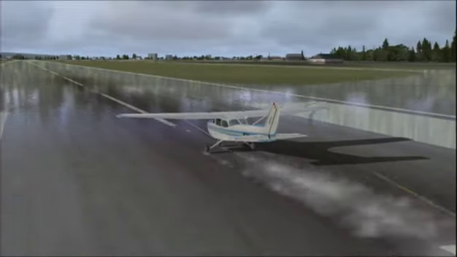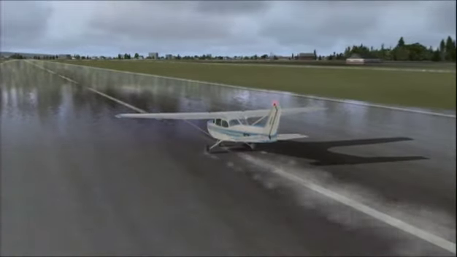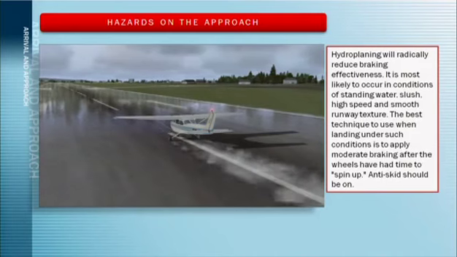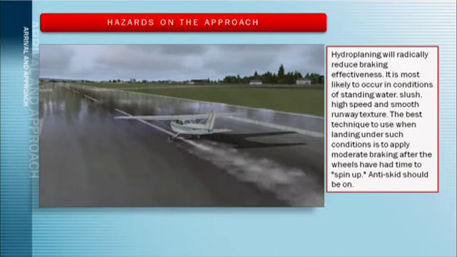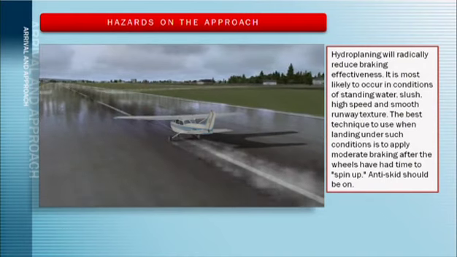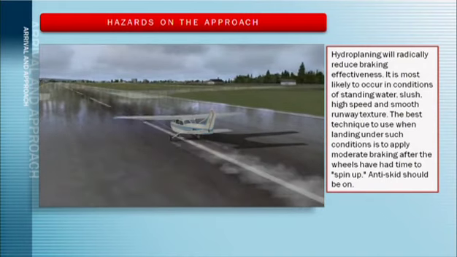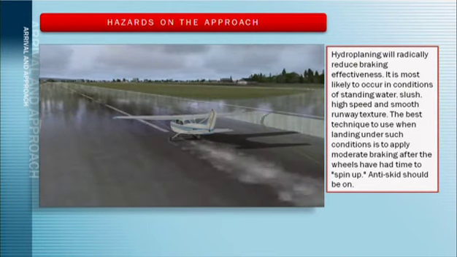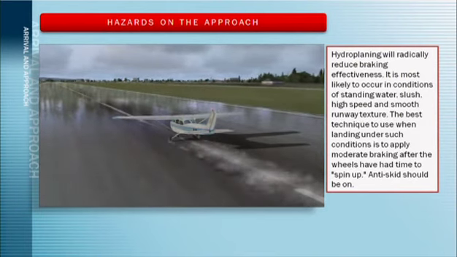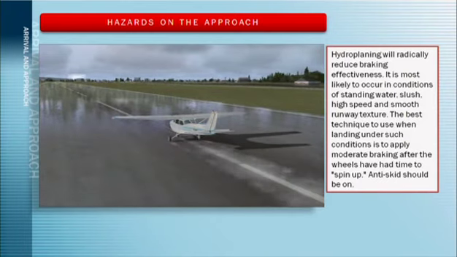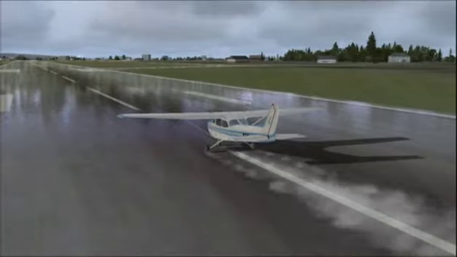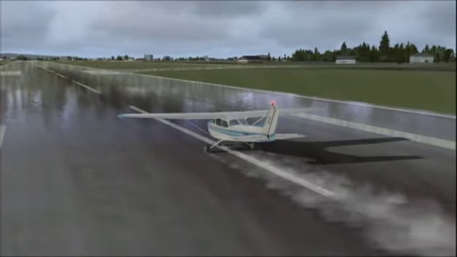Rain, snow, and sleet can make a truly interesting IFR flight, but they also cause hydroplaning just when you think the flight is safely over. The most likely conditions for hydroplaning occur when standing water or slush is present on a runway with a smooth texture and the landing aircraft is still moving at high speed. The best way to prevent the possibility of hydroplaning is to apply moderate braking after the wheels have a chance to spin up, and if you have an anti-skid system in your aircraft, make sure to turn it on.